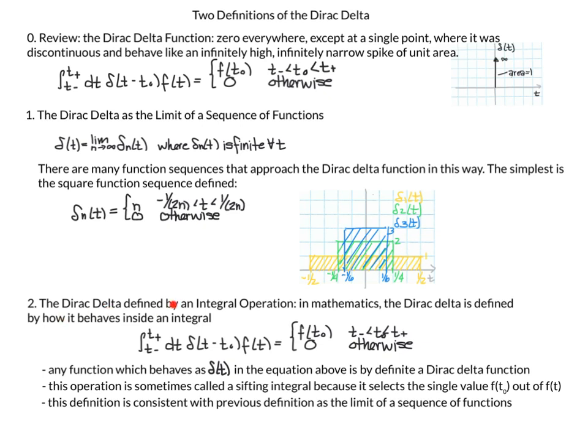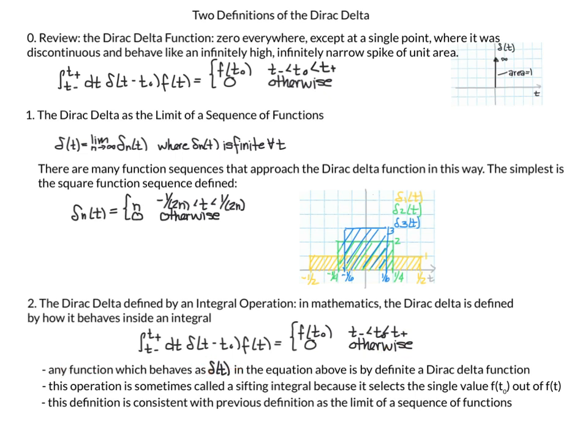The second one will be defined by an integral operation. In mathematics, this is how the Dirac delta is defined: by how it behaves inside an integral. When we integrate between something to the left of t naught and something to the right of t naught, dt, of our Dirac delta centered at t naught times a function, it'll pick out f of t naught if the interval that we integrate over includes our t naught, and 0 otherwise.